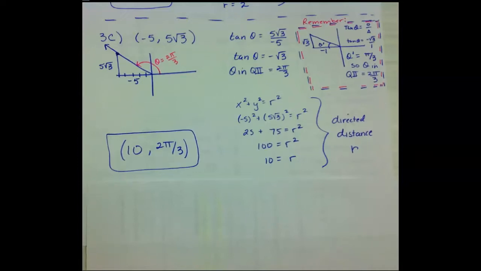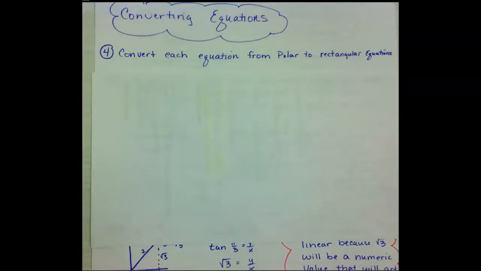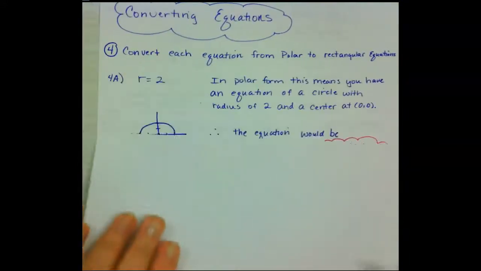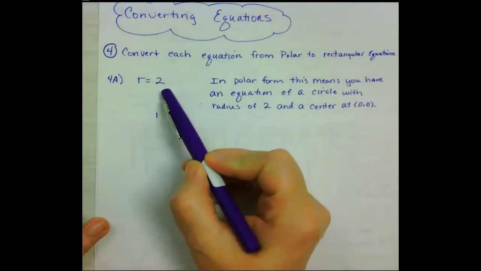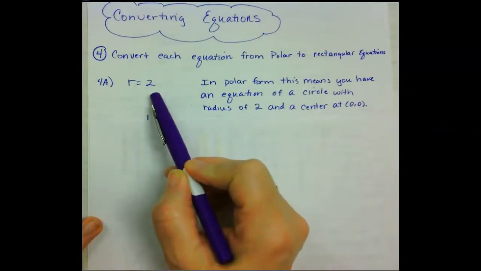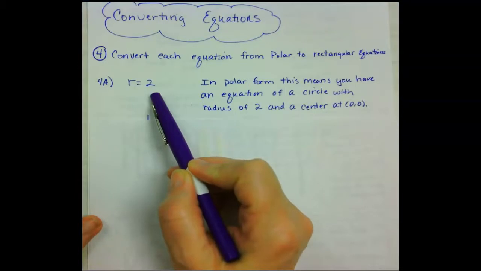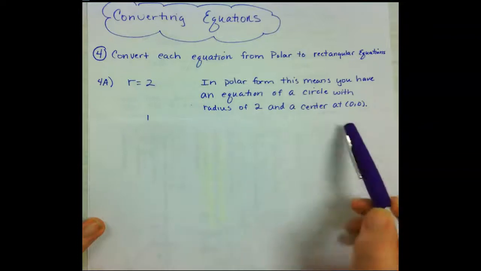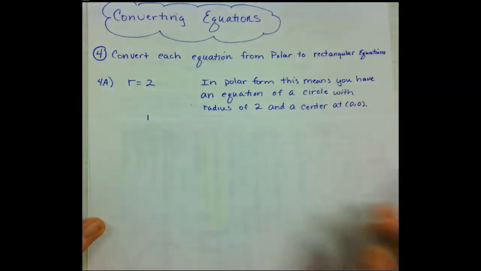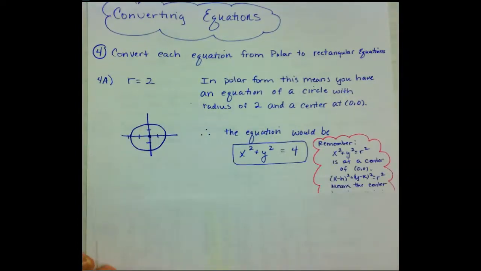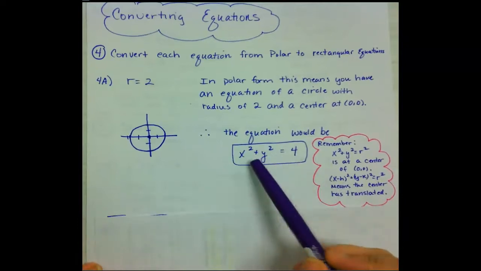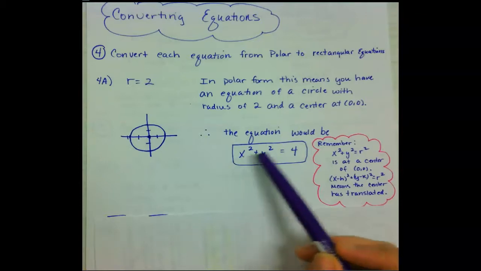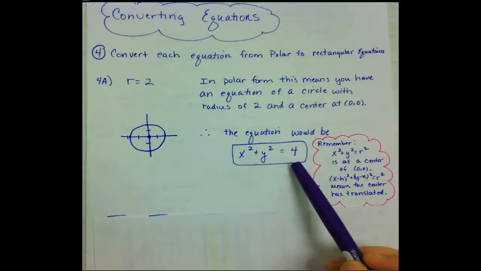Now let's tackle equations. So converting equations is similar, we're looking at what we have here. If I have a radius of 2, radiuses deal with circles, and so we should recognize when you see r equals 2 that we're talking about a circle that has a center at (0, 0) and a radius of 2. So when you're putting it into rectangular form, just think about that. The equation of the circle that we've been using to find distances is x squared plus y squared equals radius squared. So if the radius is 2, then the equation is x squared plus y squared equals 4.